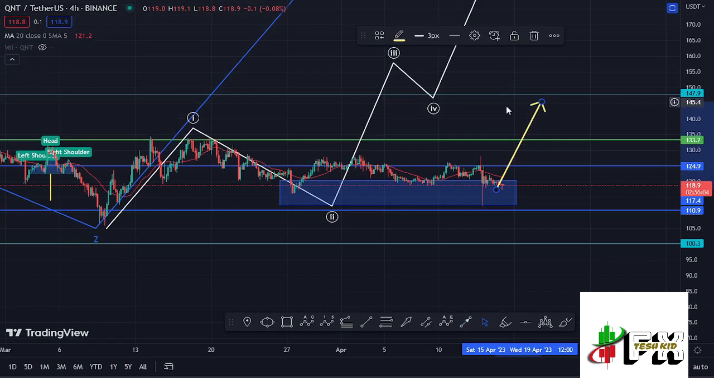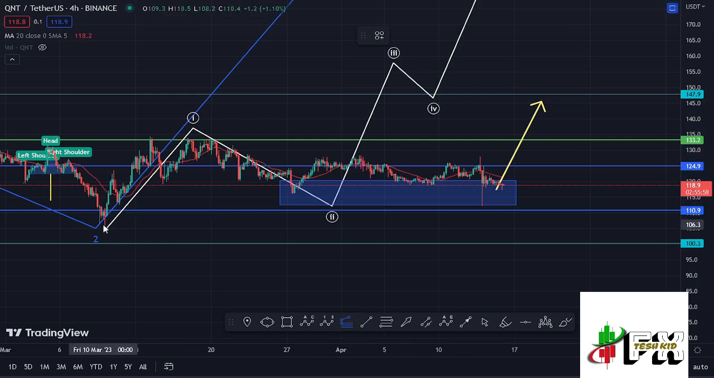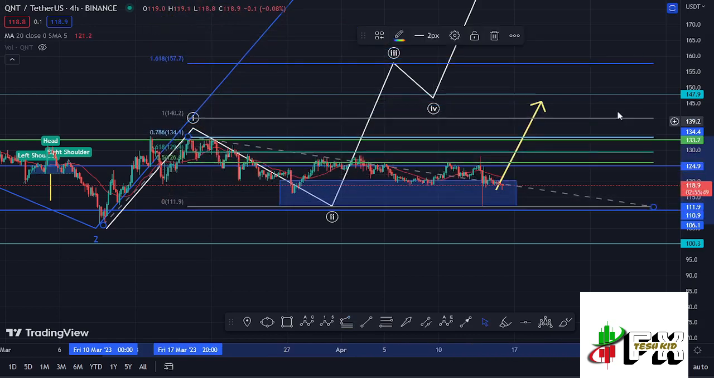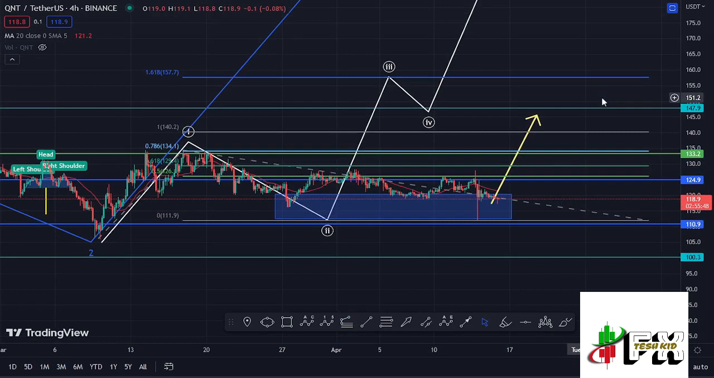And giving you minimum target areas in the formation of this wave 3 by connecting the trend-based Fibonacci from the low of the first wave to the high of that wave 1, then dragging the fibs to the low of the second wave. That now gives me a target area in the formation of that wave 3 at the fib level 1.618, and that is at around the $157.7 mark, and that is the minimum that I'm expecting Quant to do on the short-term scenarios.